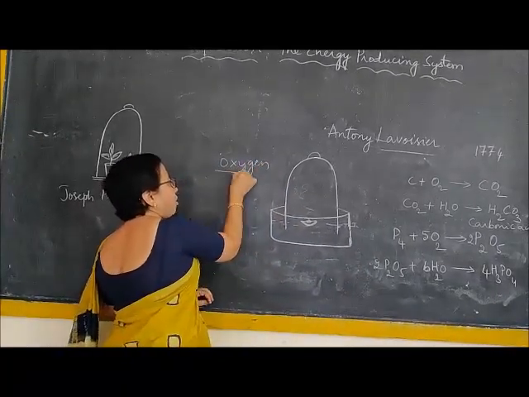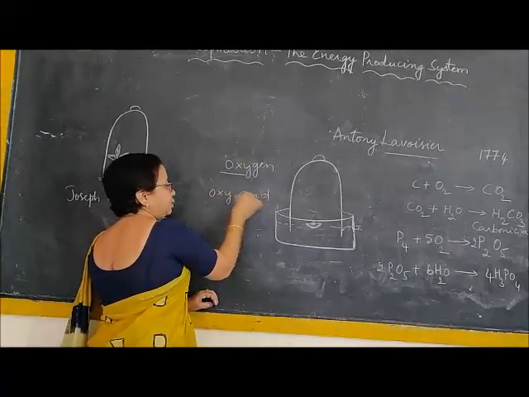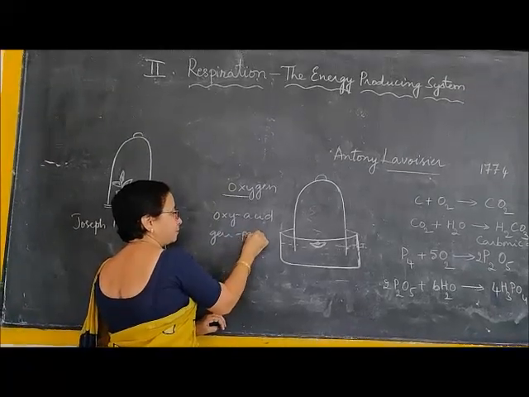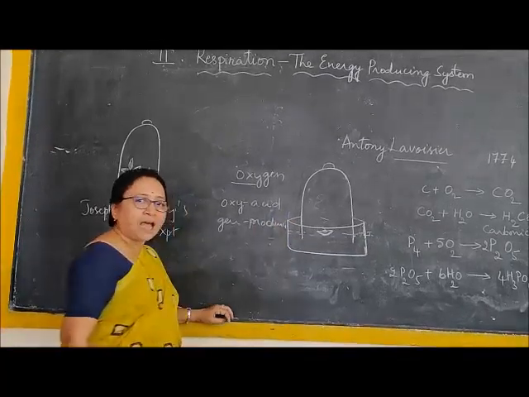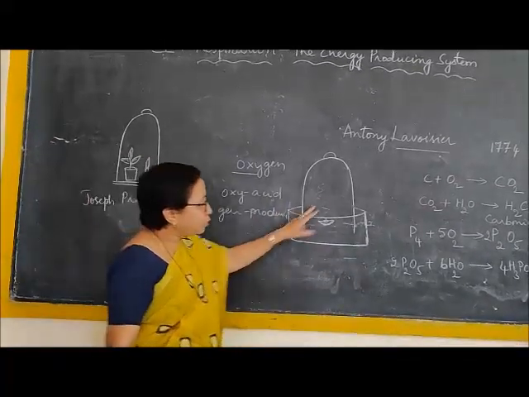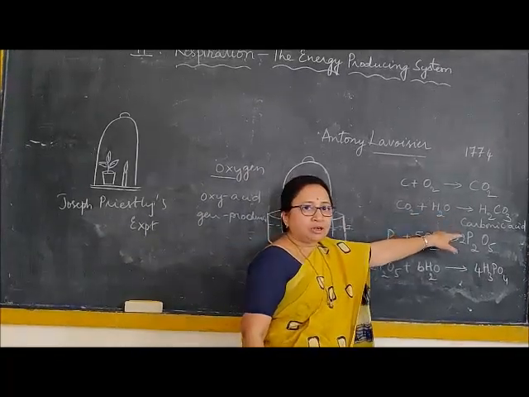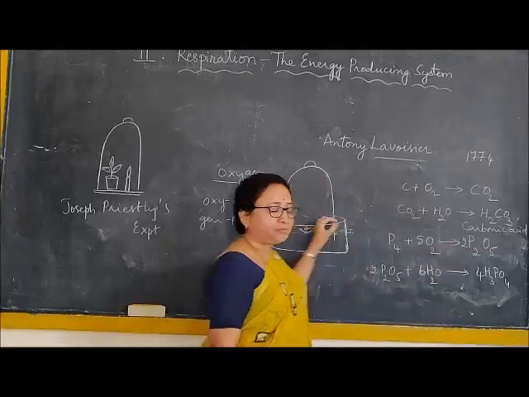The meaning of oxy is acid. Gen means generated or producer. So he called that gas an acid producer because in both the instances, the gas got dissolved in water and produced the respective acid.